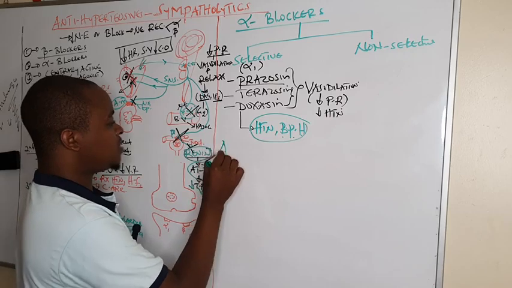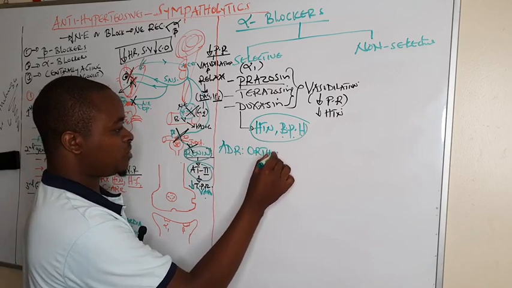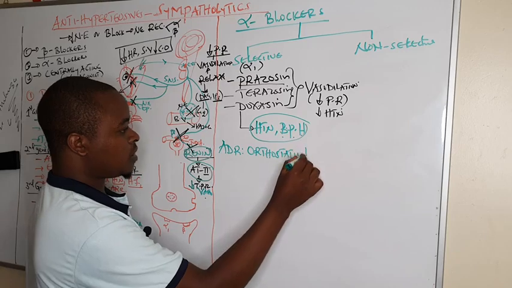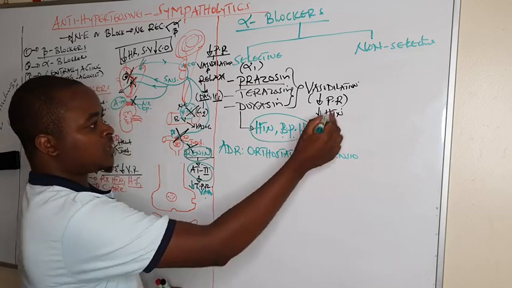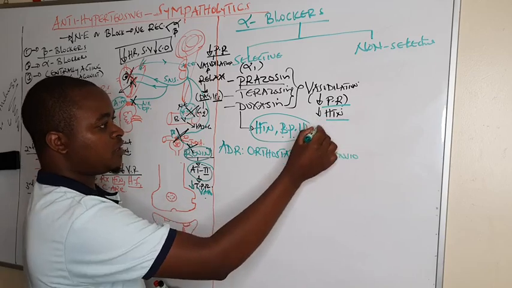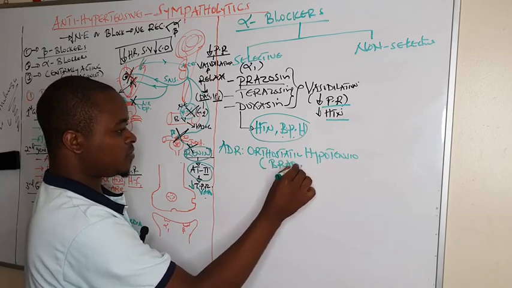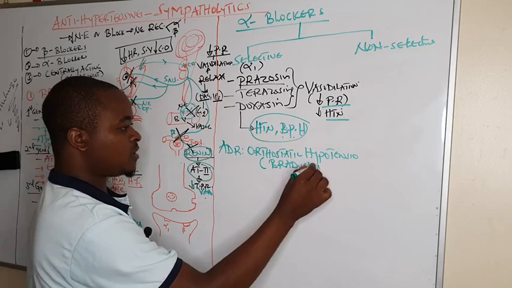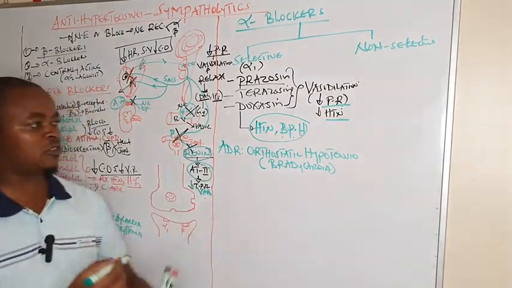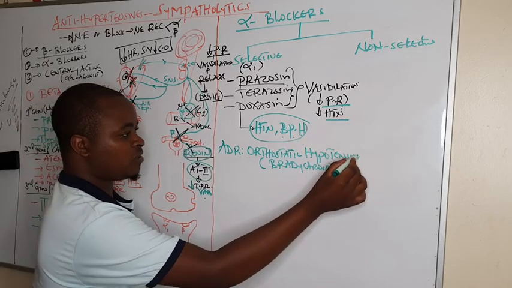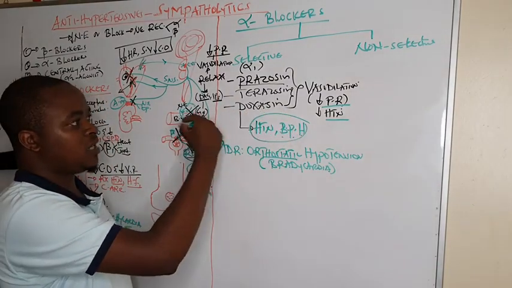But their problem is that their ADR is that they cause orthostatic hypotension. Because as they decrease peripheral resistance and preload, they can lead to what we call reflex tachycardia. So whenever you are seated and you go to stand, you can easily fall because of this change in the position, which is what we are calling orthostatic hypotension due to prazosin, terazosin, and doxazosin.